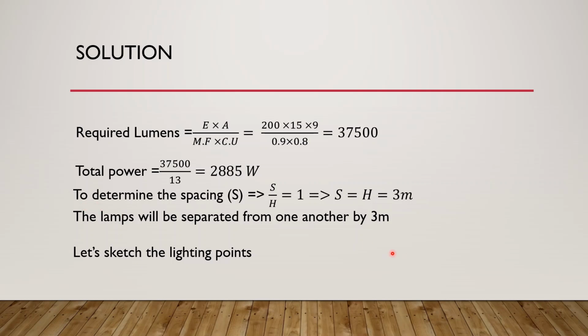Now we want to talk about the design. So we want to check the layout. Before you check the layout, you have to look at how the bulbs are spaced, and that's how we invoke the space to height ratio. The spacing to height ratio in the equation is 1, which implies that the spacing is equal to height. They told us in the description that the height is 3 meters. So the spacing is 3 meters, and the lamps will be separated from one another by 3 meters. So let's try to sketch the lighting points with this information.